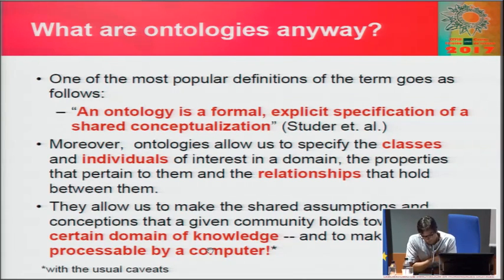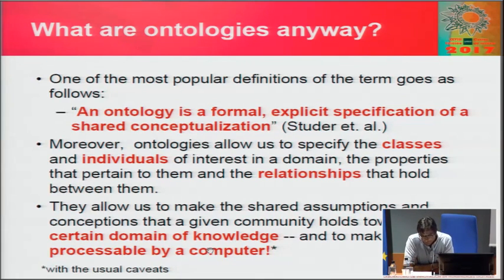Now, that definition is probably much too simple to describe how the term is generally used today. So in addition, I think it's important to also emphasize that ontologies are usually composed of classes, the classes and individuals of interest in a domain, along with the relationships that hold between them.